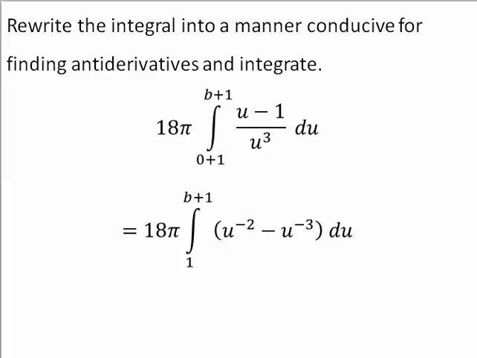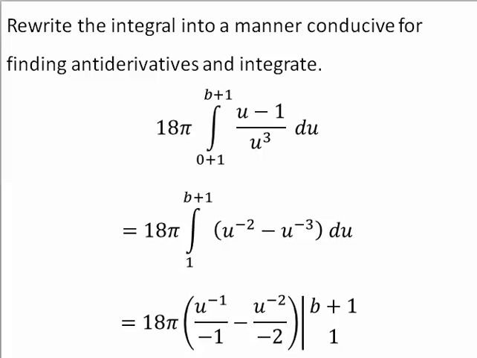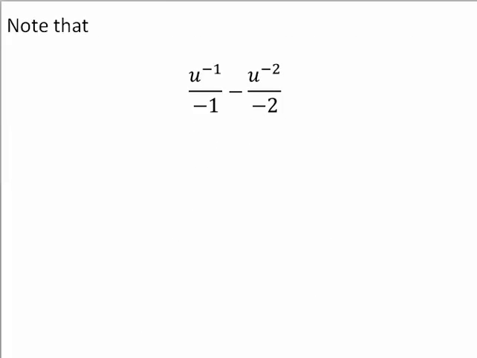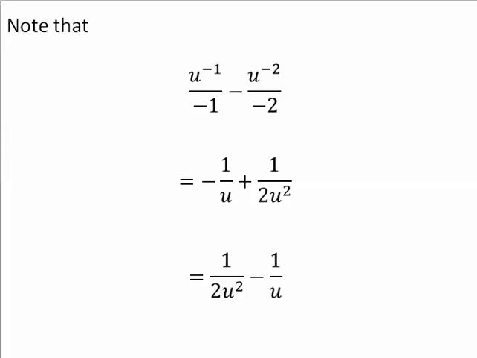Doing that, I have u to the negative 2 minus u to the negative 3. Now I write it that way so that I can use the power rule. So go ahead and integrate. And after we integrate, we have to evaluate. But before we evaluate, let's do a little cleanup. That's a lot of negatives. What I'd like you to do is to notice that this expression can be rewritten in this way. And then if I just have the two terms change places, it looks even prettier.